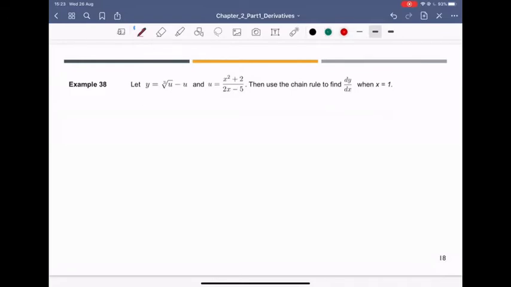We're going to start with y equal to u to the 1/3 minus u. This is our first equation. The second one is u equal to x squared plus 2 over 2x minus 5. If I want to compute dy by dx using the Leibniz notation, I can compute dy by du first, and then multiply by du by dx, right?